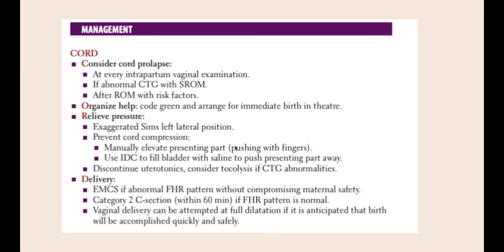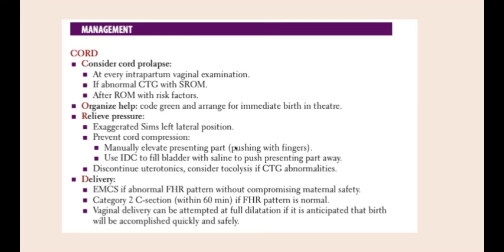You want to relieve the pressure on the cord. So you want to put the patient in the left lateral position and prevent any cord compression. What you can do here is elevate the presenting part. So if there's a head, you would try and move the head up a little bit, using your fingers, but you don't want to touch the cord. You can also use an IDC to fill the bladder with saline to push the presenting part away. Of course, you want to discontinue any more uterotonics, and you might want to consider tocolysis if there are CTG abnormalities, to minimize uterine contractions.